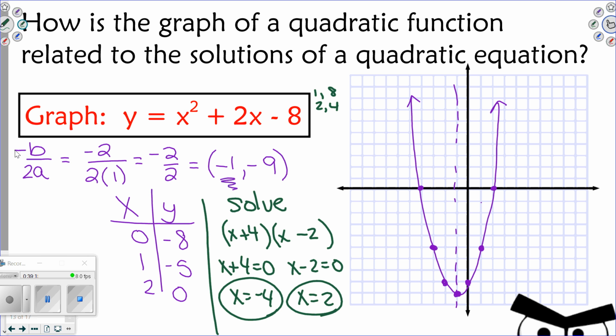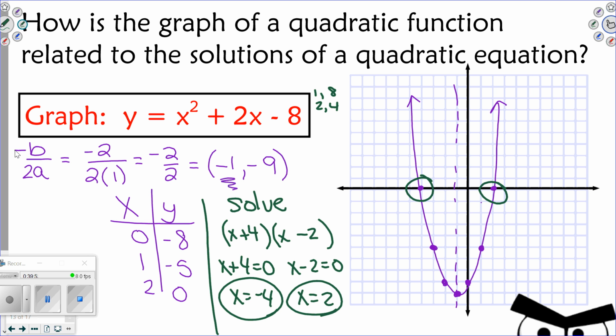I have a graph. Is there any relationship? Where did that graph cross the x-axis? Look, where is this? Negative 4 and 2. I can graph an equation and tell you what the answers are by looking at the graph. Wherever it crosses the x-axis are your answers. Really? Nothing? No reaction? Nobody's impressed?